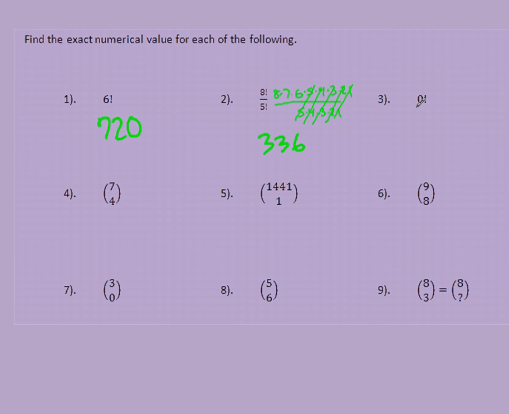0 factorial, this is just a special case. This is like you're ordering no objects. Well, there's only one way to order a set of nothing, so you have to say one way. There's not no ways to order nothing. There has to be at least one way to do it.